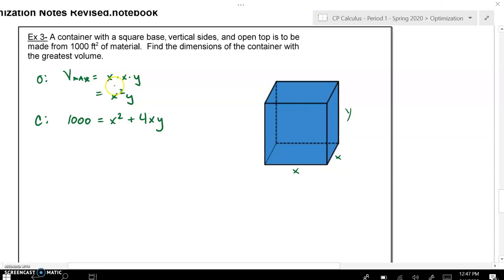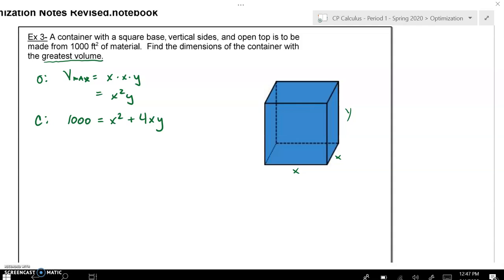All right, so over here, what is my volume? How do I know that the volume is what I'm optimizing? Because in the end, it says find the dimensions of the container with the greatest volume. That means I'm trying to maximize the volume. So that is my optimization piece. That's the one that I'm going to try and find either the max or the min of, and in this case, it's the max because it's the greatest volume.